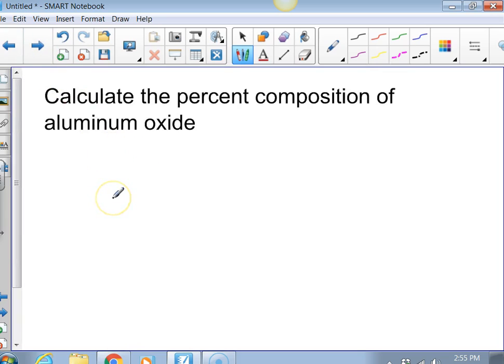Okay, let's calculate the percent composition of aluminum oxide. So we need our formula for aluminum oxide. That's Al2O3. Our molar mass for this is going to be 2 moles of aluminum multiplied by 27.0 grams to 3 significant digits per 1 mole. That's 54 grams from aluminum.